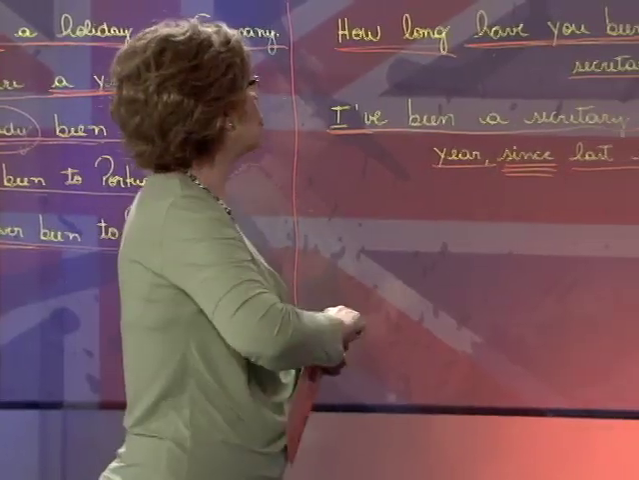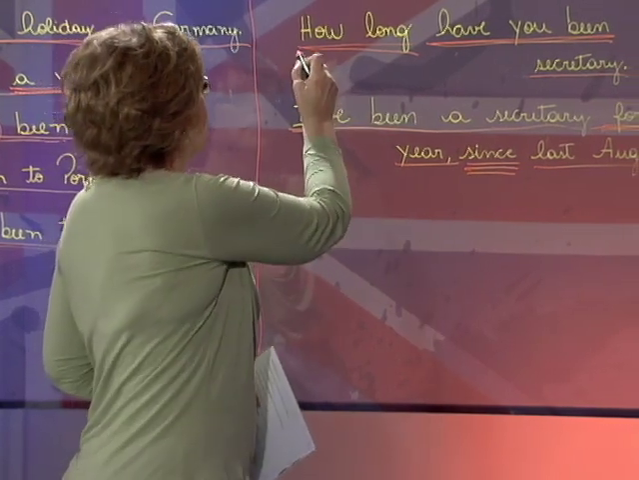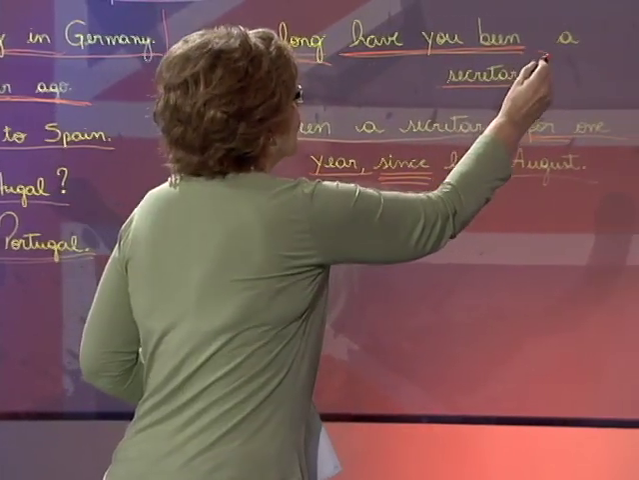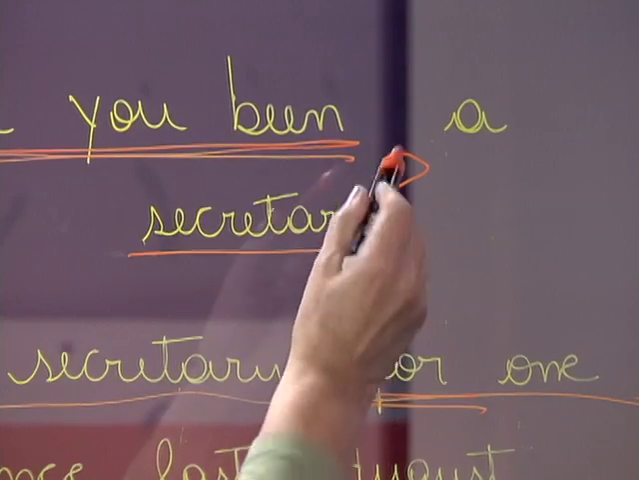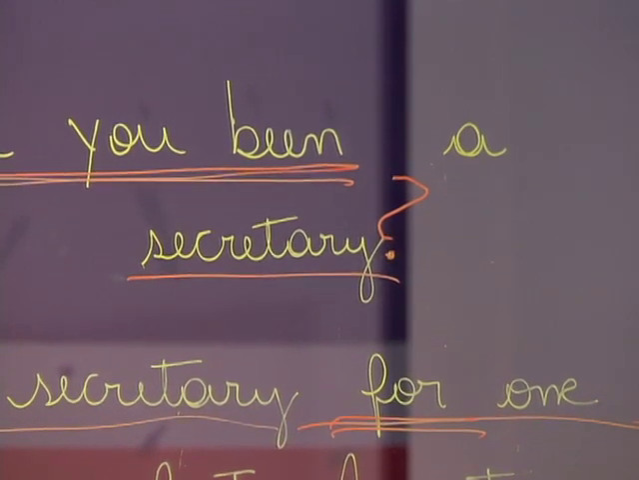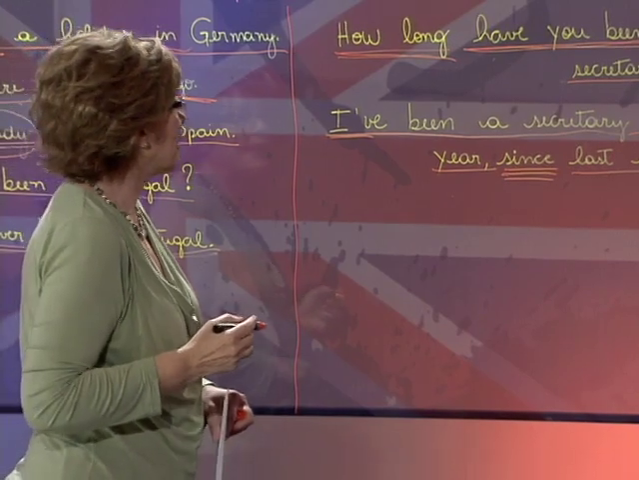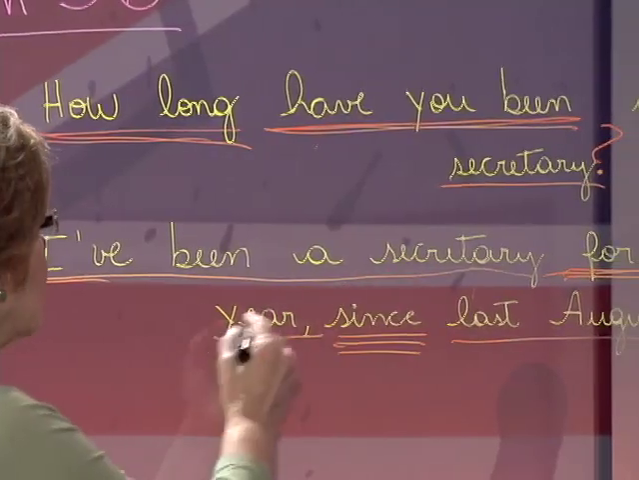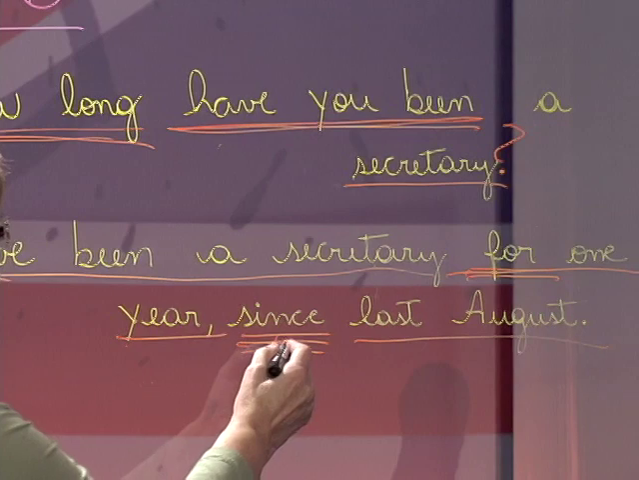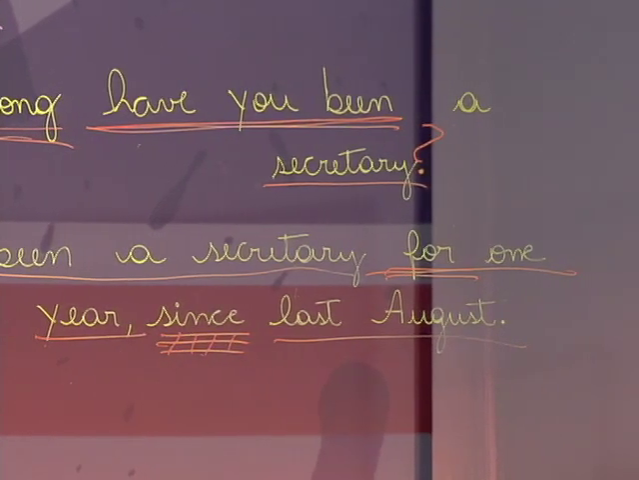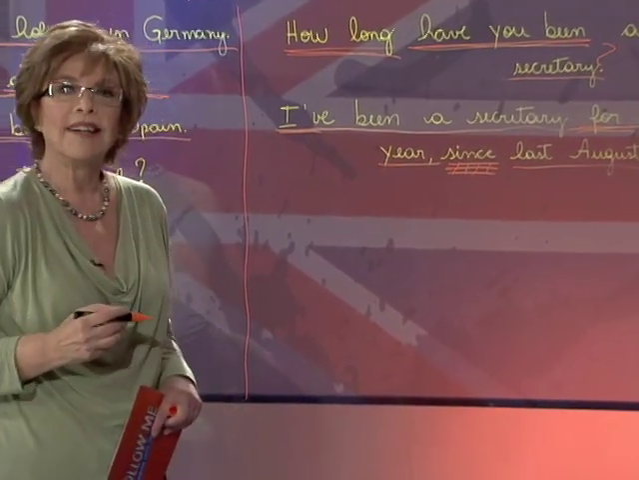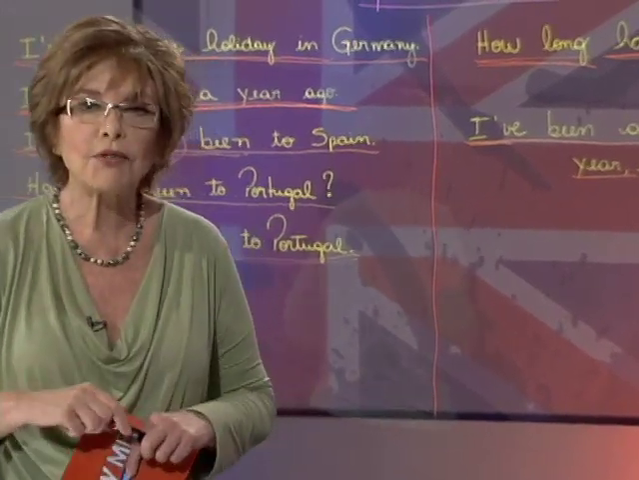Repeat. I've been a secretary for 1 year since last August. Very good. Você notou. Aqui é uma pergunta. How long have you been a secretary? Notou que eu esqueci o ponto de interrogação? How long have you been a secretary? Há quanto tempo você é uma secretária? E I've been a secretary for 1 year desde... since last August. Ok? Então, podemos continuar? Mais um trechinho do Follow Me para você.